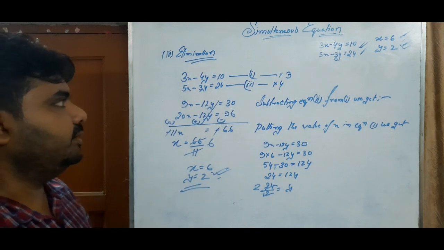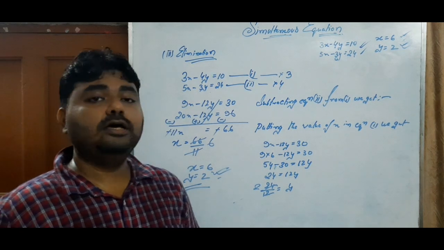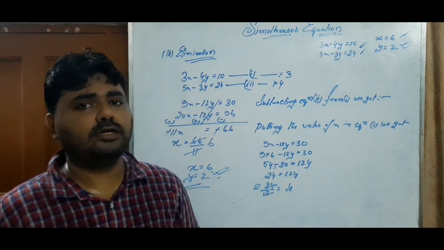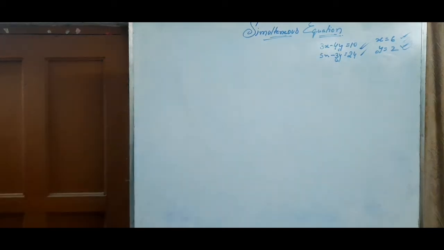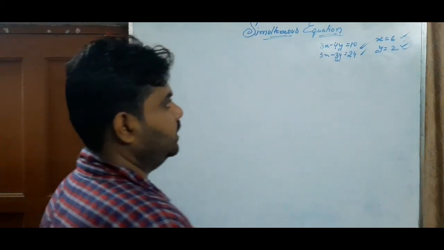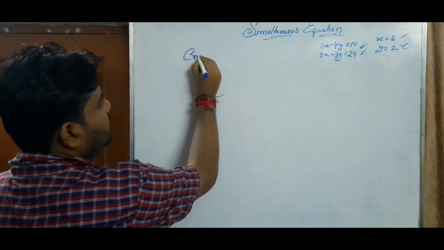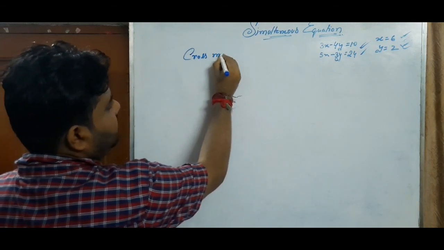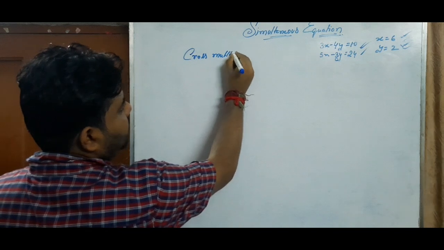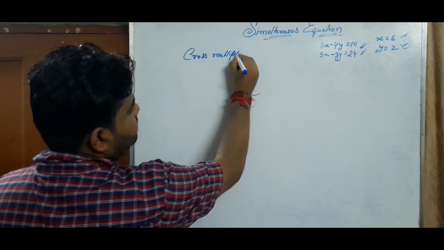As simple as that. Okay, now we will see the fourth method, or the cross multiply method. Now we will solve this equation with the help of the cross multiply method.